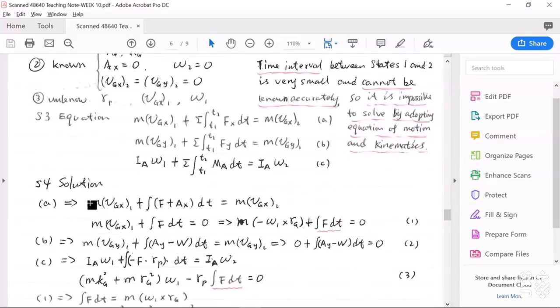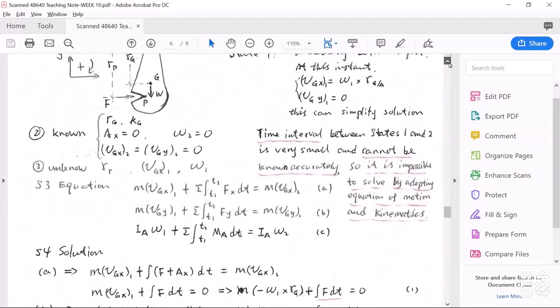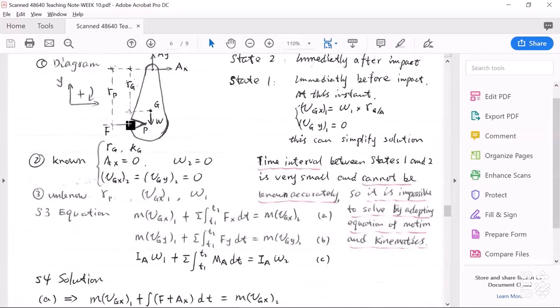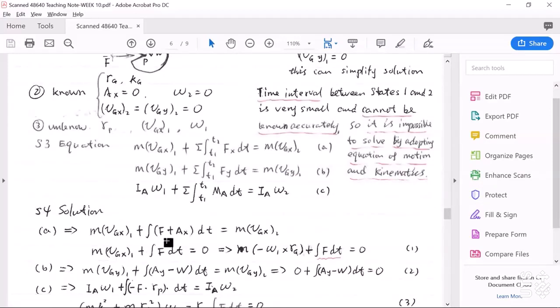Okay, along x direction in the diagram, you can see we have only F and ax here. Along x direction, F and ax, only these two. So here, we already know ax is 0, vgx is 0, so we can have this equation.